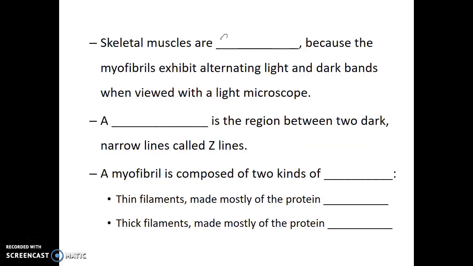Skeletal muscles are striated, or striped, because the myofibrils exhibit alternating light and dark bands when viewed under a light microscope. A region of contraction of a skeletal muscle is known as a sarcomere. It's the region between two dark, narrow lines called Z-lines, which mark the ends of that sarcomere. A single muscle fiber will have many of these sarcomeres lined end to end.